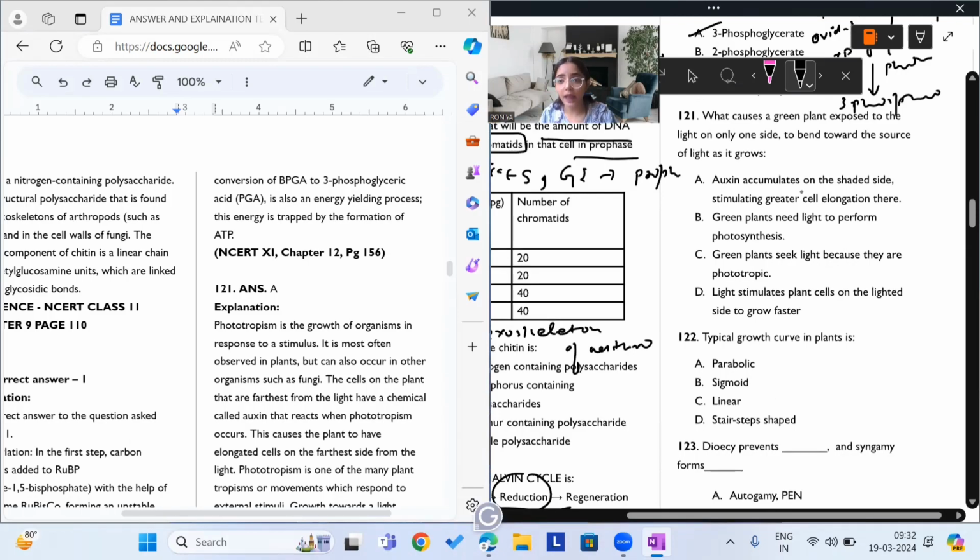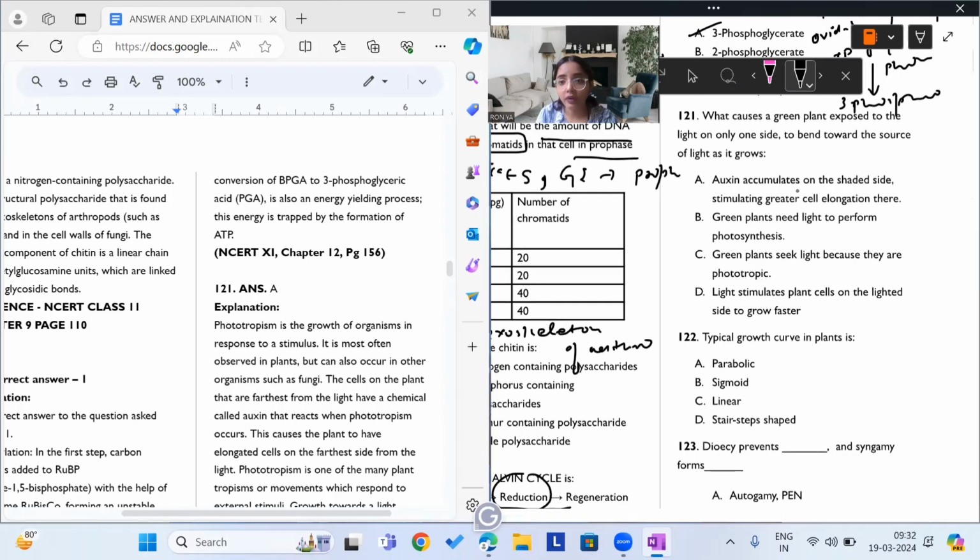What causes a green plant exposed to light on only one side to bend towards the source of the light? See, so auxin is the reason for this. What happens is when a plant is exposed to sunlight, the auxins accumulate on the opposite side, and the auxins cause elongation of cells. So here there is elongation of cells. The side opposite to the side which is exposed to the sunlight has accumulation of auxins.